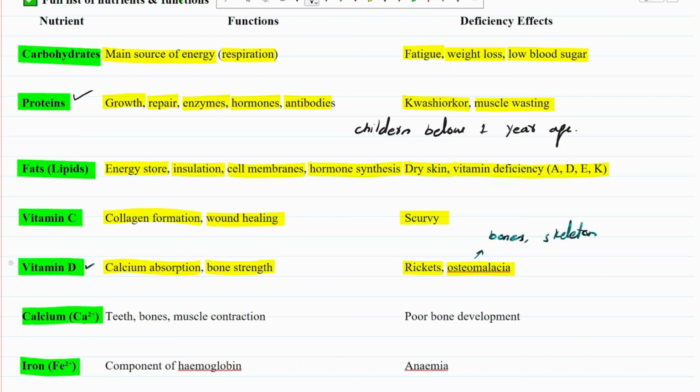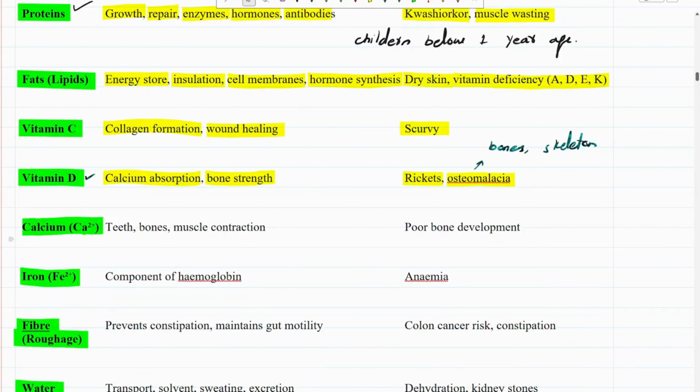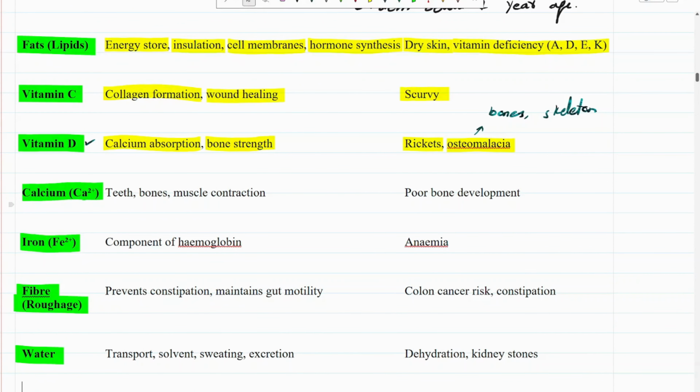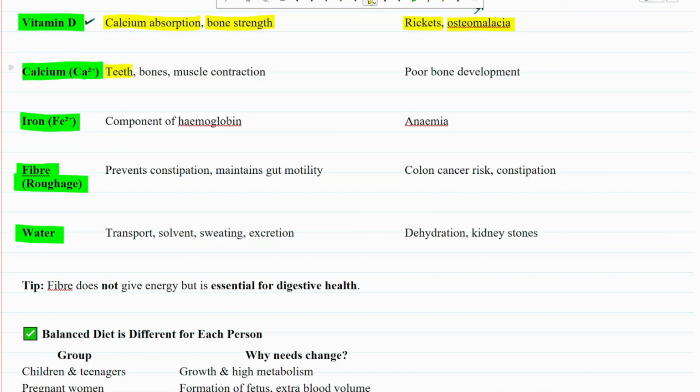This topic is also discussed in detail later, so we will talk about it and we'll see the diagrams of rickets and osteomalacia, how the patients look like. Calcium, it's needed for teeth, bones, muscle contraction. And what happens due to its deficiency? Poor bone development.